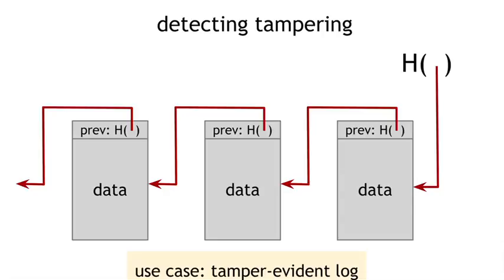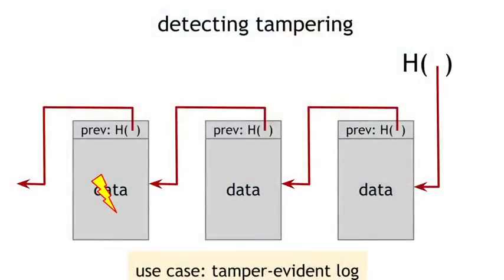So to understand why a blockchain gives us this tamper-evident property, let's ask what happens if an adversary wants to go back and tamper with data that's in the middle of the chain. Okay, so let's assume that an adversary wants to tamper with this block down here. He wants to change the data here, and he wants to do it in such a way that we, the holders of the hash pointer at the head here, won't be able to detect it.